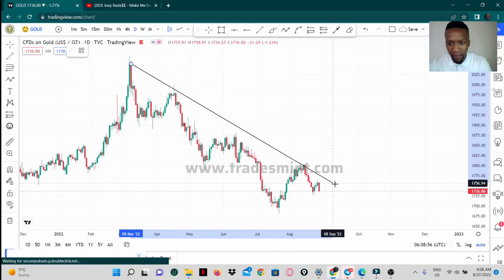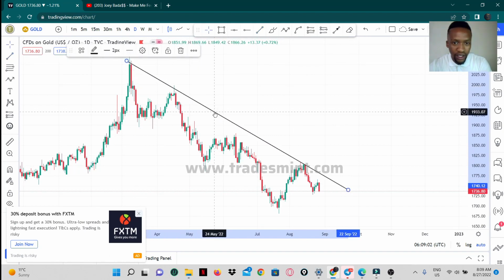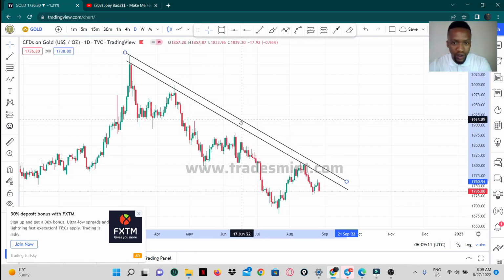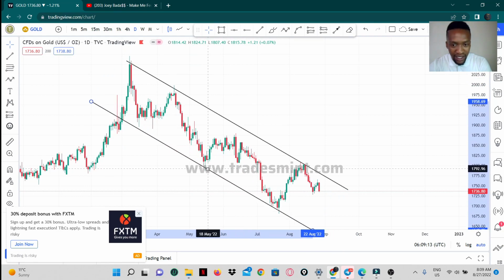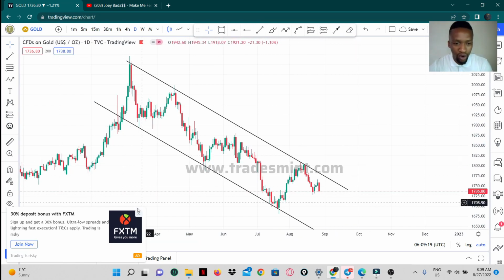I can see that gold has been in a bearish momentum. Actually, it was in a downtrend, a beautiful downtrend actually. And then just to clone it over there, give it its twin brother or twin sister. Remember what I said previously, guys, this helps us to spot those strong trends. So currently this is what I have on gold.